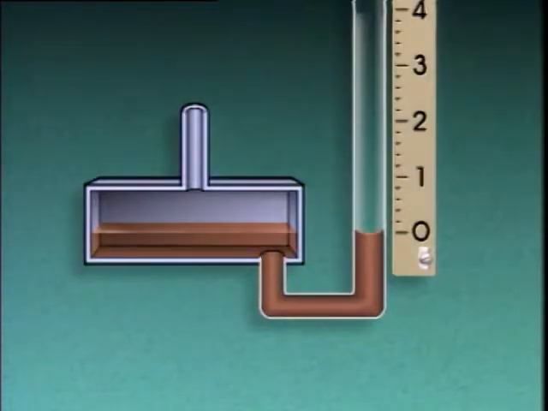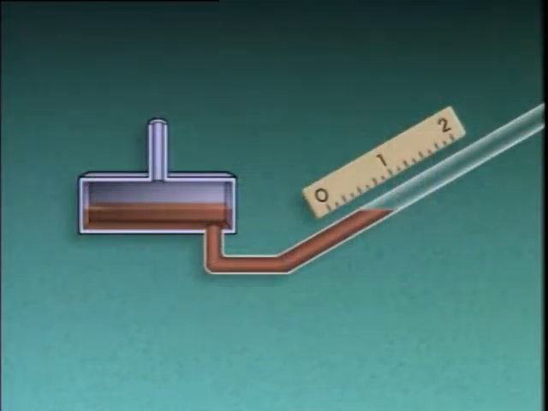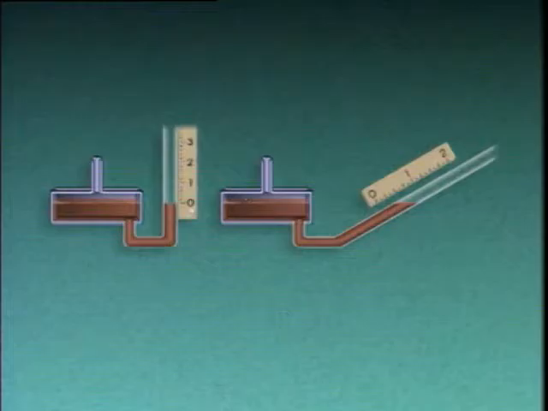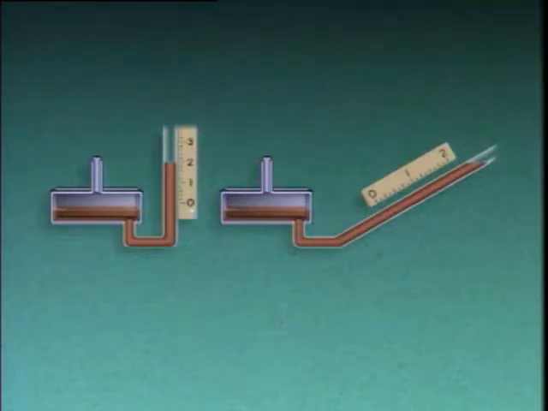Now, two other types of manometers that are used in industry are the well manometer and the inclined manometer. Both of these manometers work on the same basic principle as a U-tube manometer, but they're read differently. Rather than adding the levels in two legs, both a well manometer and an inclined manometer are read directly from the top of a single column of liquid.